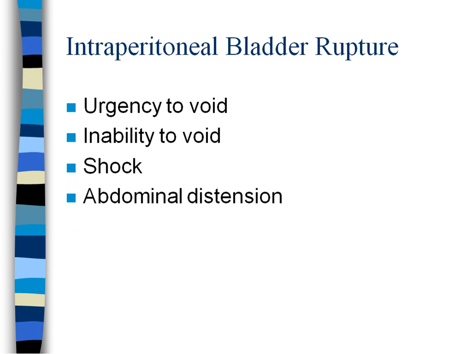Intraperitoneal bladder rupture. Sorry, guys. Urgency to void, inability to void. You guys know what void is? Urinate. Difficulty or painful urination. Shock, and then abdominal distension.